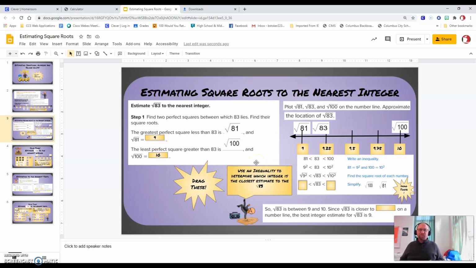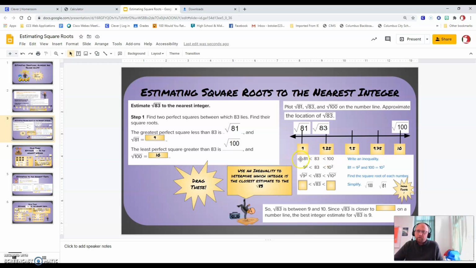All right, thanks for continuing to get your notes done. Okay, now you might want to use an inequality. All right, so for this inequality, what we're writing is that the square root of 81 is less than 83. And let me rephrase that. What I know is that 81 is less than 83, which is less than 100.